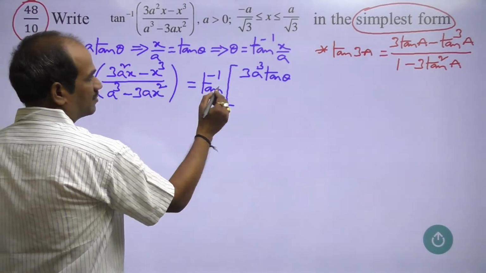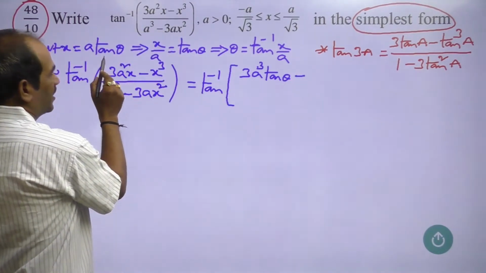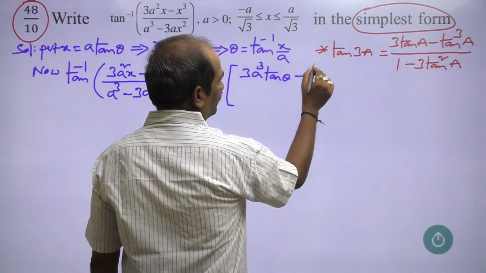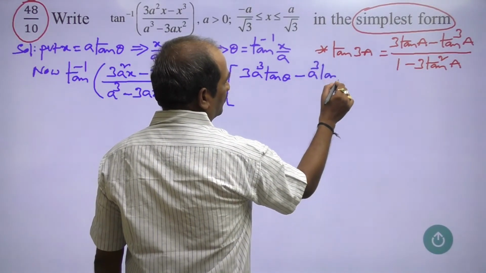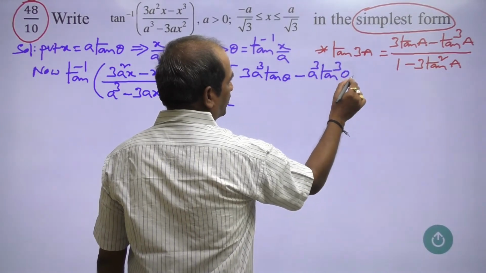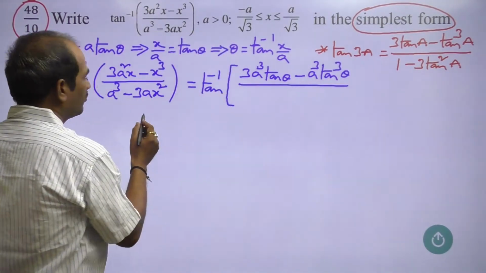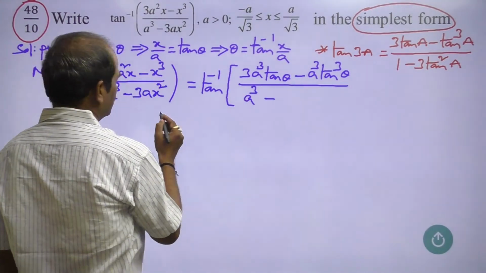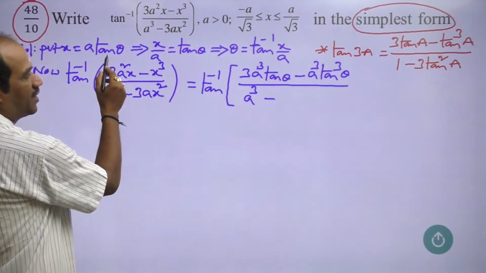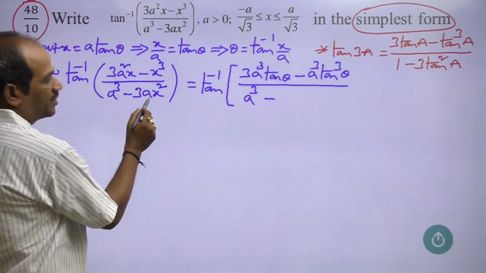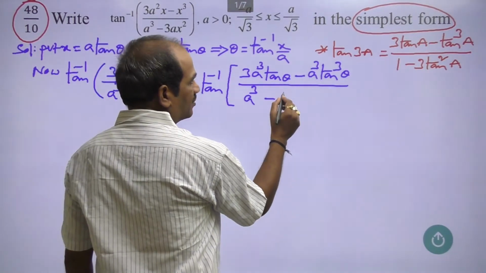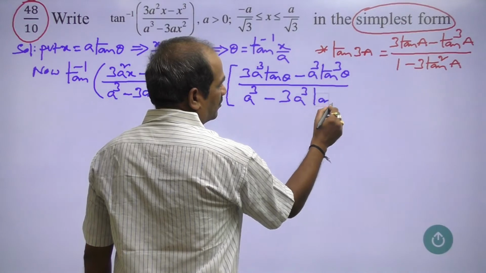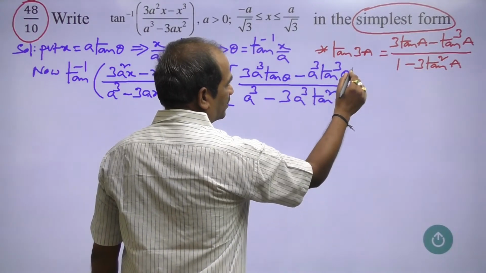Next, minus x cube. The x value is a tan theta, so x cube is a cube tan cube theta. Whole by the denominator: a cube minus 3a x square. X square is a square tan square theta, so replacing it, a square into a gives 3a cube tan square theta.